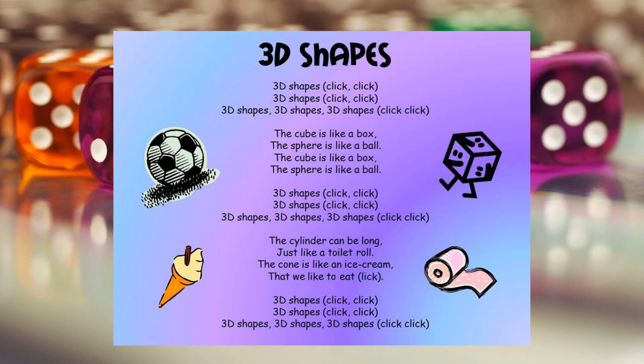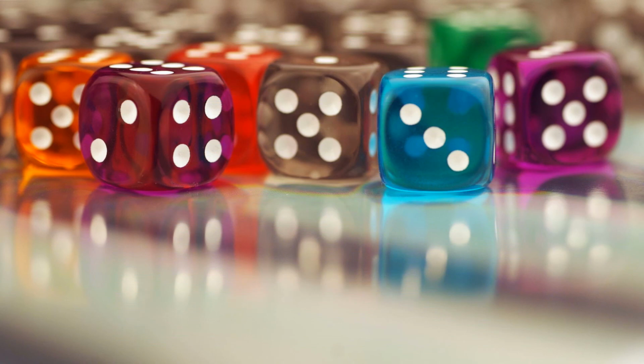Are you ready? 3D shapes, 3D shapes. The cube is like a box, the sphere is like a ball. The cylinder is long, just like a toilet roll. The cone is like an ice cream that we like to eat. 3D shapes, 3D shapes.